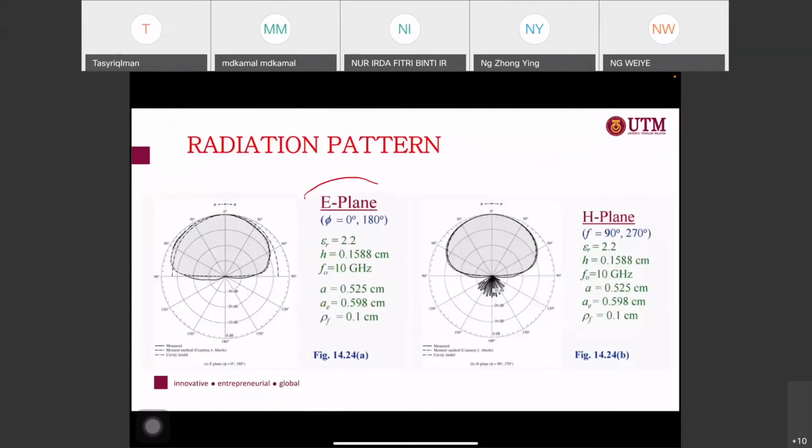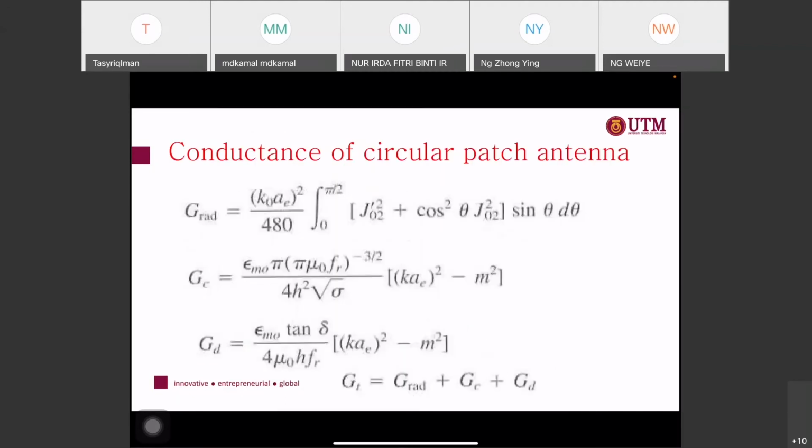Okay, so this is my pattern, the E plane and H plane for the circular microstrip. As you can see, the pattern is almost similar. For the radiation pattern of the circular patch type of antenna, the beamwidth is roughly 80 to 90 degrees. And as you can see, this is the conductor circular patch.